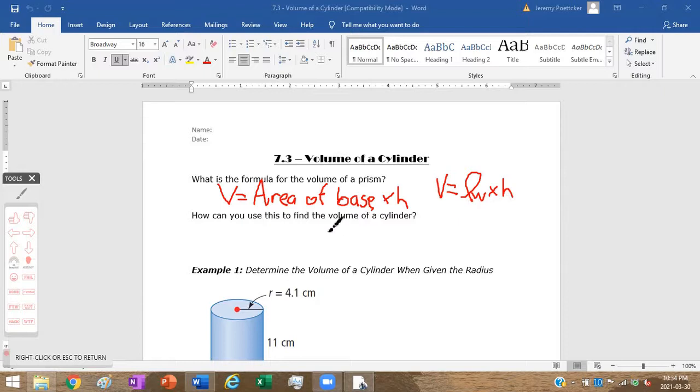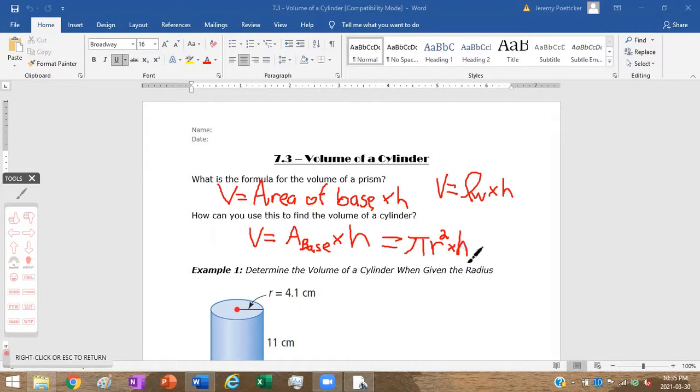How can we use this to find the volume of a cylinder? Well, same way. If we've got a cylinder, volume is going to be the area of the base times the height. Now we have to think, okay, what's the area of a circle? Well, area of the circle is, think back, pi r squared. So this is going to be equal to pi times the radius squared times the height.